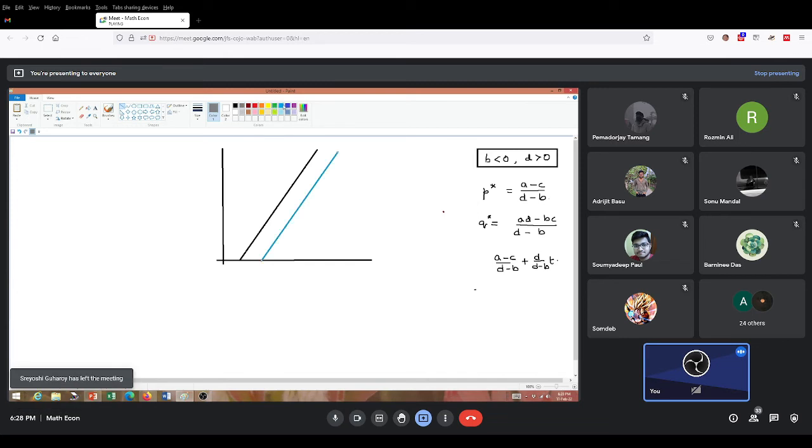And let me bring in the demand curve. This is the demand curve. Okay, so this is the opposite of the earlier case. In the previous case, the demand curve was starting from below. Now the demand curve is starting from above. So does it make a difference?